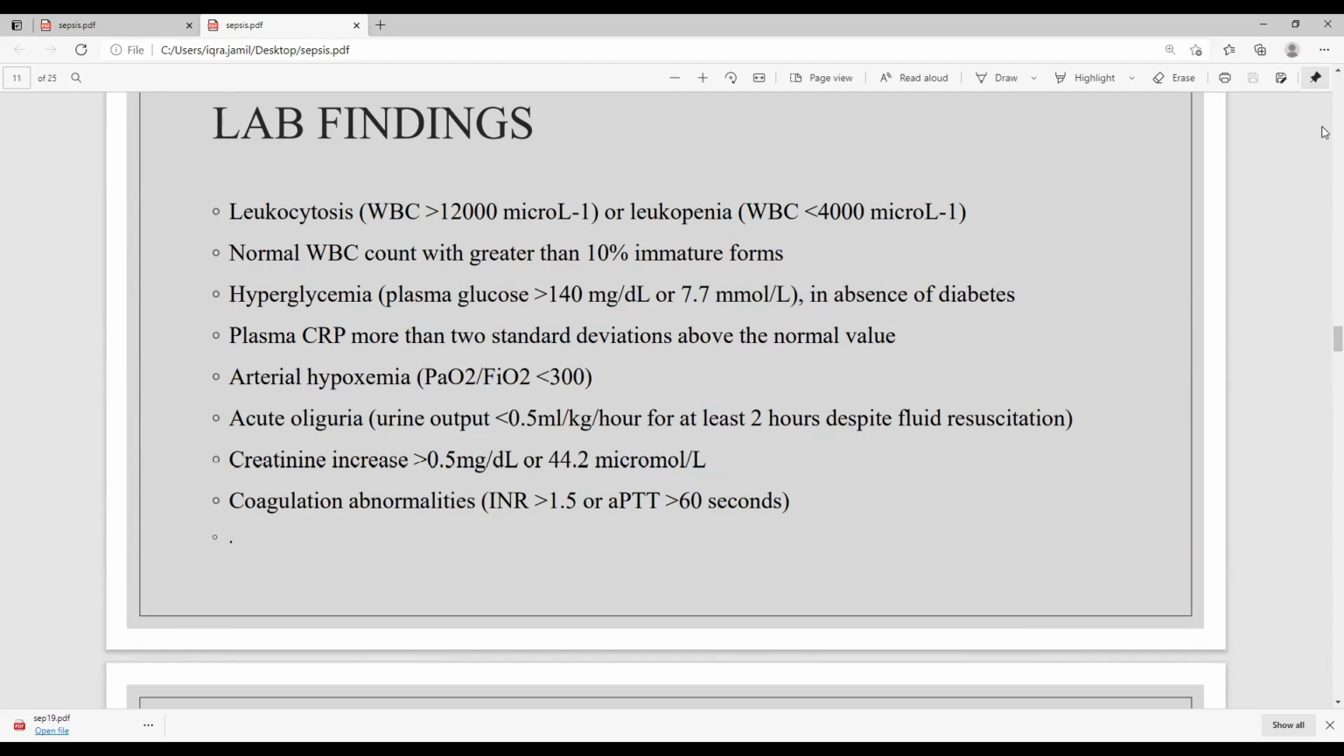Arterial hypoxemia: PF ratio less than 300. Acute oliguria less than 0.5 ml per kg per hour for at least 2 hours despite fluid resuscitation. Creatinine increase more than 0.5 milligram per deciliter. Coagulation abnormalities: INR more than 1.5 or APTT more than 60 seconds.